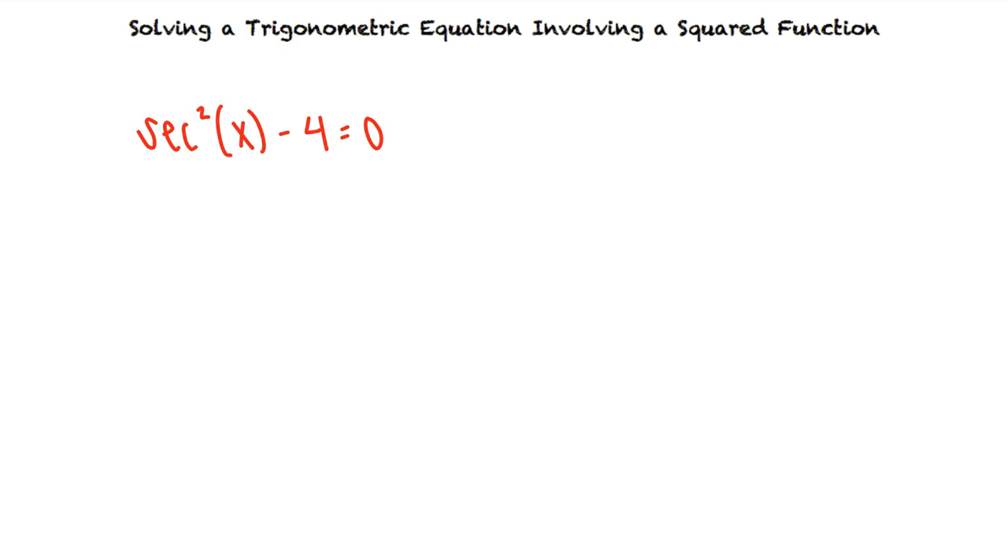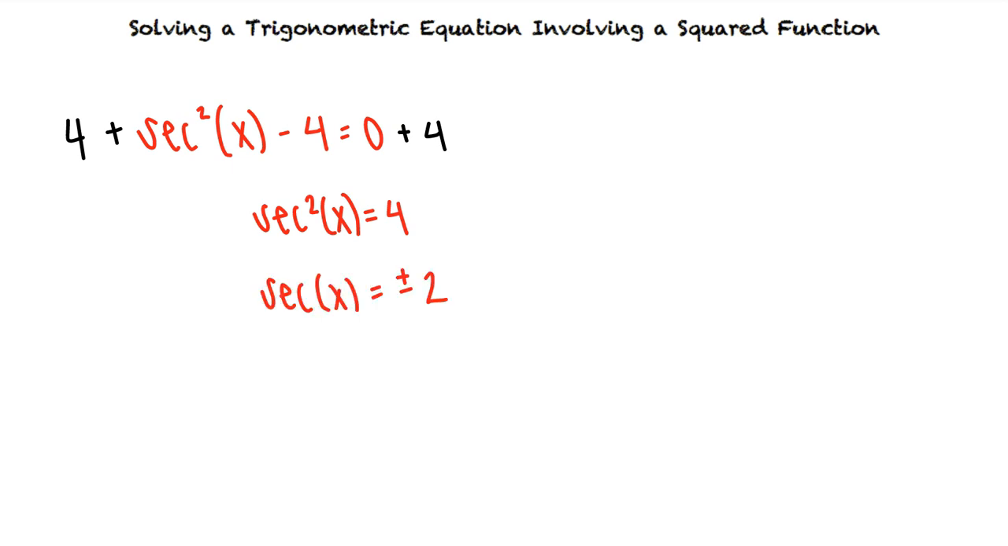We first add 4 to both sides. If we take the square root of both sides, this results in secant x equals plus or minus 2. We know that secant of x equals 1 over cosine of x, so cosine of x equals plus or minus 1/2.